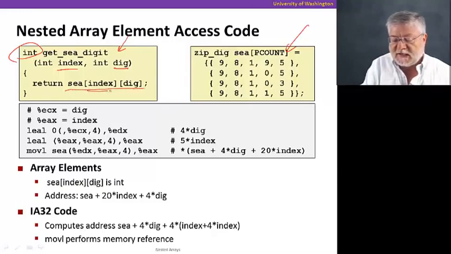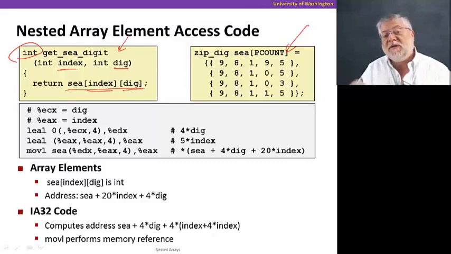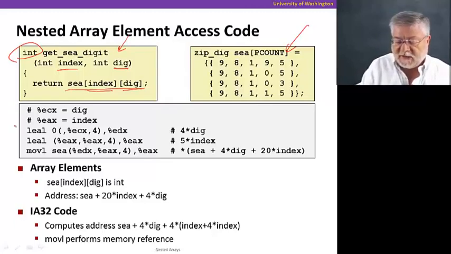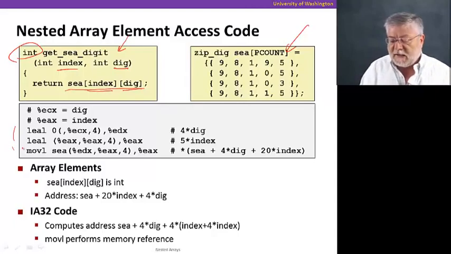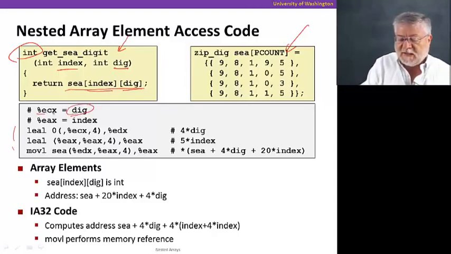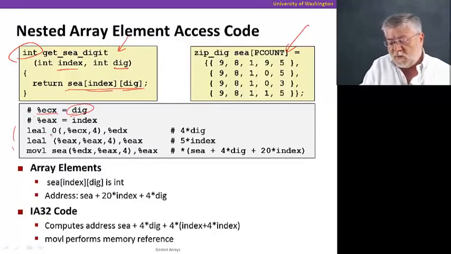We first index into the row of the array and then to the right column, or the right digit position. The way this is represented in assembly language is using a couple of LEAL instructions and then a move instruction to actually get that digit value out of memory. Let's see how we do that. Assuming that we've put the digit in ECX at the beginning, what we'll do is use an LEAL instruction to just compute 4 times that index.